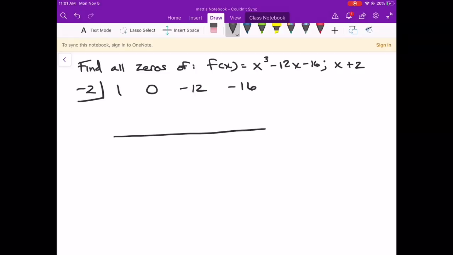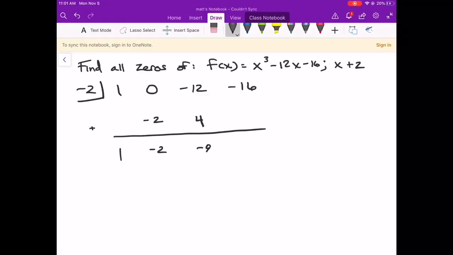All right, so now I go through my process just like I had before, but I have this 0 in its place. So bring down my 1, multiply, and I get negative 2. Add those together, and I get negative 2. Negative 2 times negative 2 is a positive 4. Negative 12 plus 4 is negative 8. Negative 8 times negative 2 is positive 16. Add those together, I get a 0. So I've confirmed that it is indeed one of my zeros, one of my solutions.